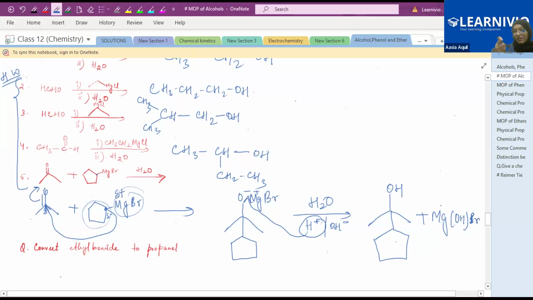So again, you can see which type of group this is. Which type of alcohol is it? It is a tertiary alcohol. The hydroxyl group OH is attached to this carbon, right? And this carbon is further attached to how many groups? One methyl group, two methyl group, and this cyclopentane. Three groups. So it is a tertiary alcohol. Treatment of a ketone with the Grignard reagent will always give you a tertiary alcohol.